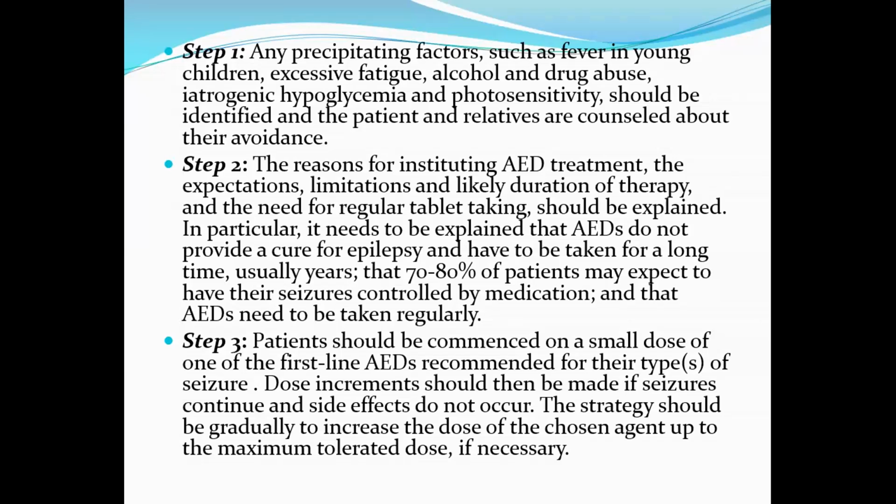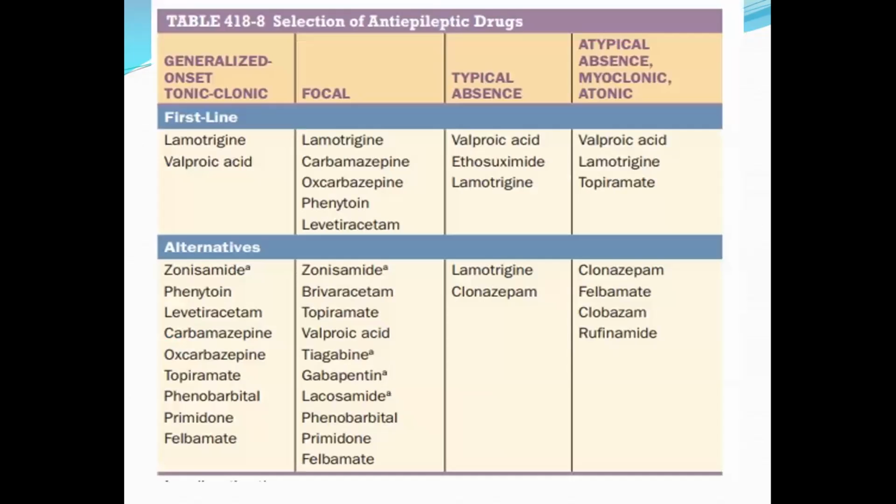Step 3, the patient should be commenced on a small dose of the first line AED recommended for their seizure type. Dose increment should then be made if the seizures continue and the side effects of the medicine do not occur. The strategy should be to gradually increase the dose of the chosen agent up to the maximum tolerated dose if necessary. This table shows us the various first line and alternative drugs for various types of seizures.